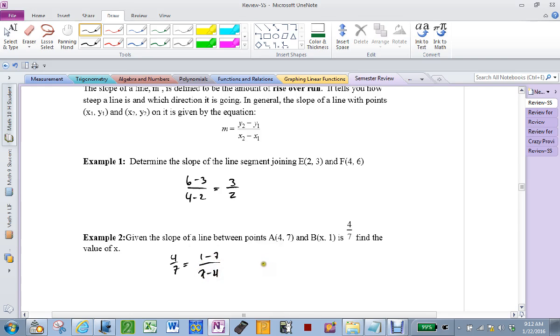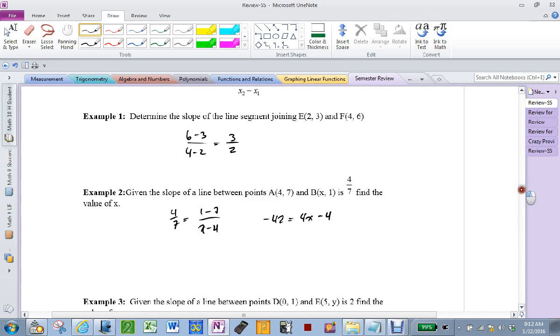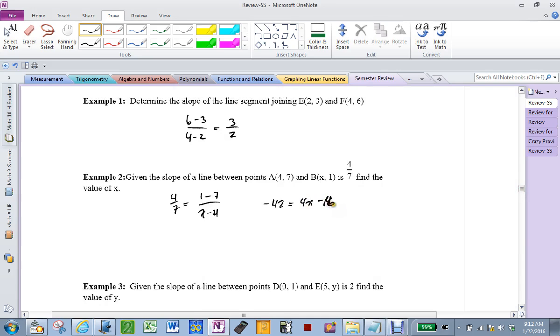Crisscross. Negative 42 equals 4x minus 4. Minus 16. Plus 16. Negative 26. Thank you. Negative 26 equals 4x. X equals negative 4.5. You do this differently. 6.5. Because 4 goes into 26 6 times.